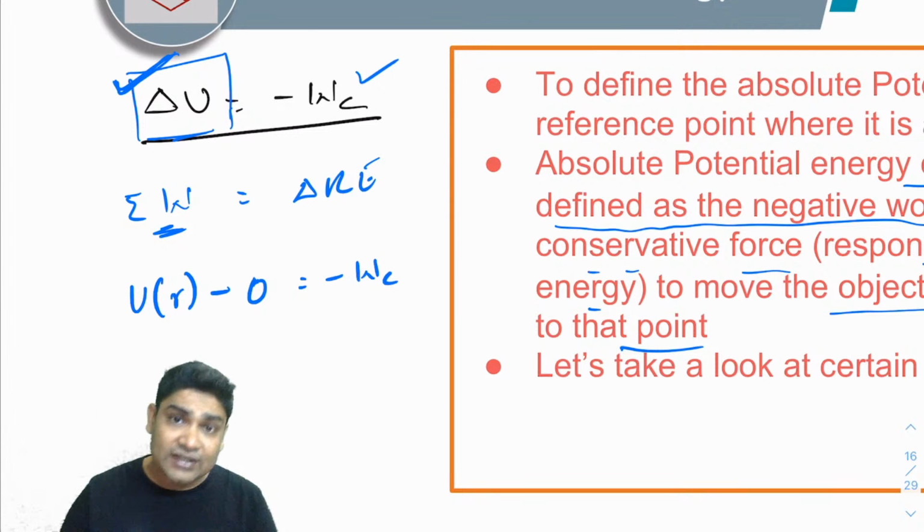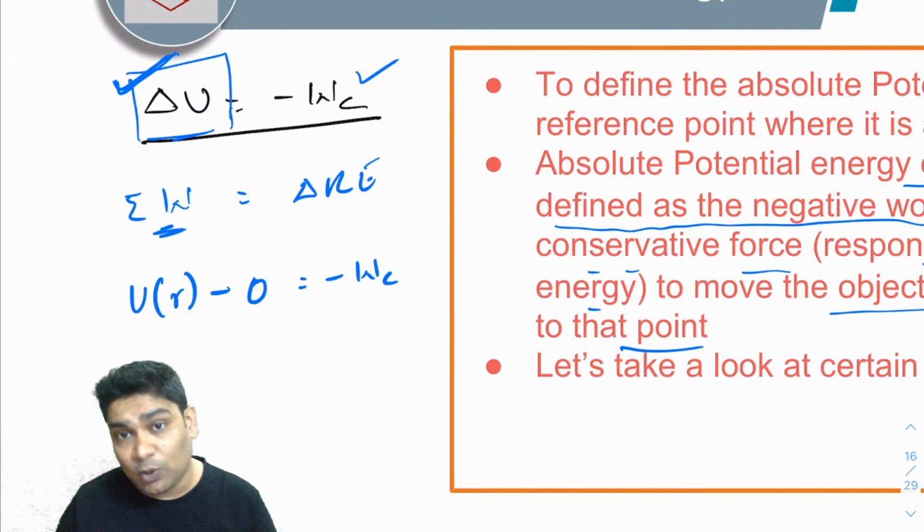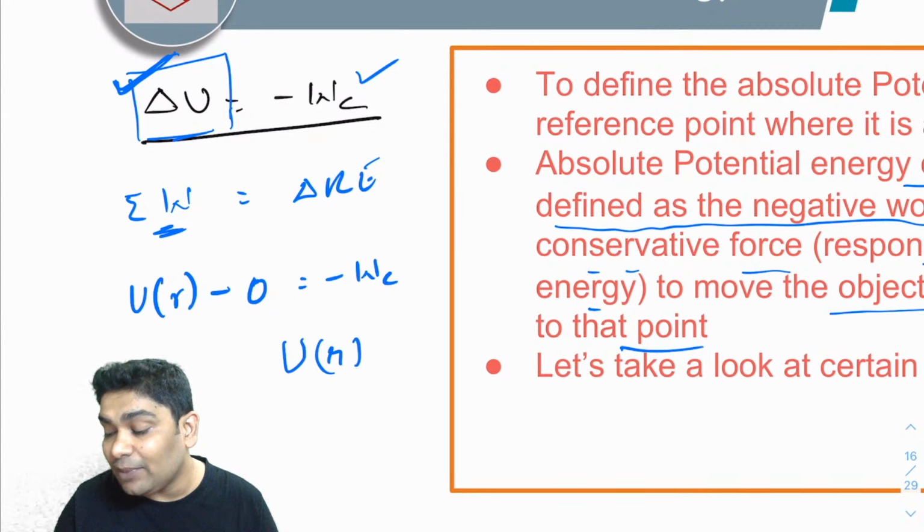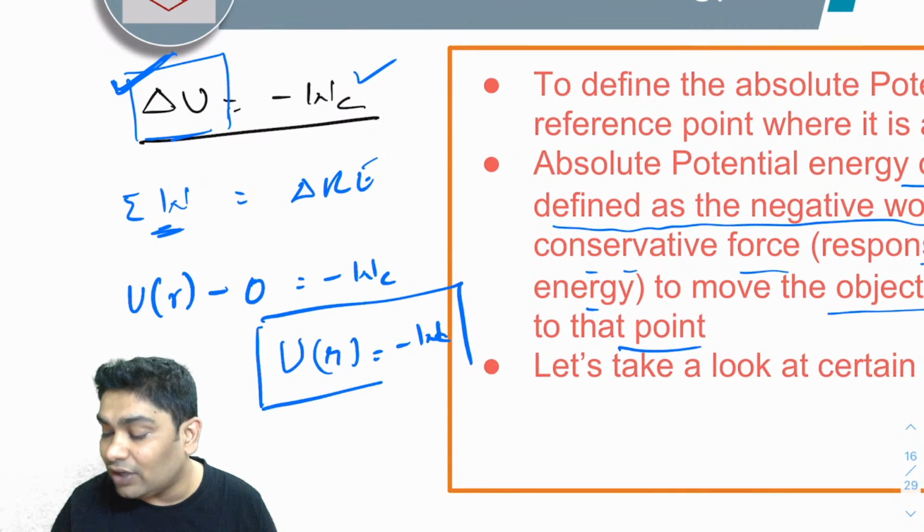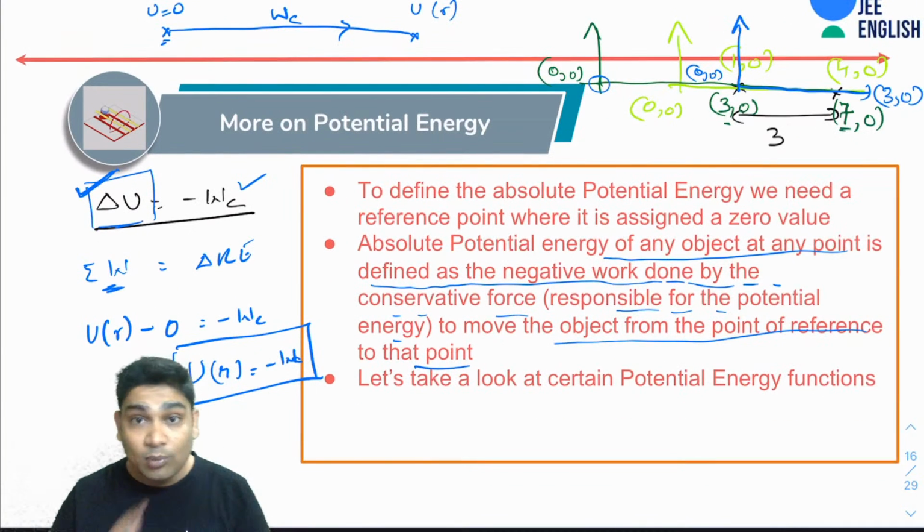So once you have fixed the 0 point or the reference point for potential energy, then you can define the absolute potential energy of any point as minus of the amount of work done by the conservative force in displacing a point object from your 0 point to the given point. Okay, I hope that definition now makes sense.